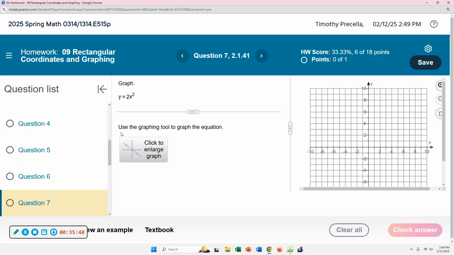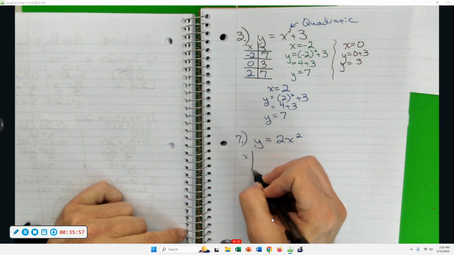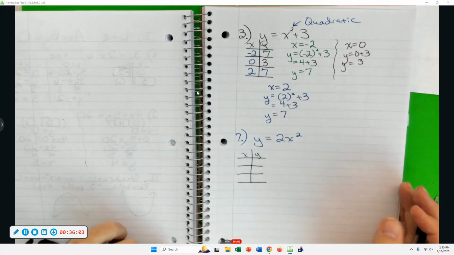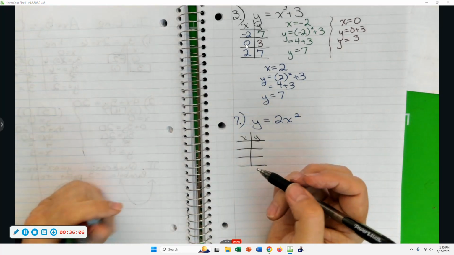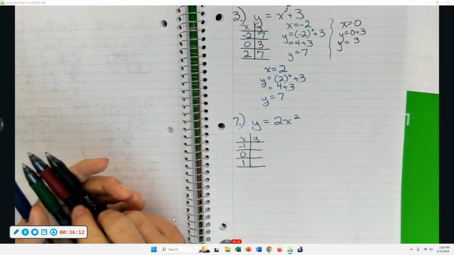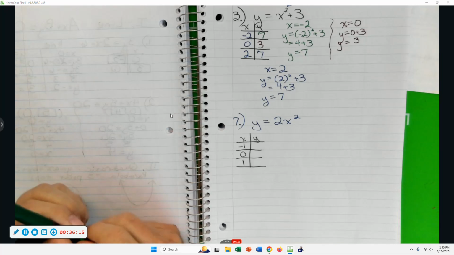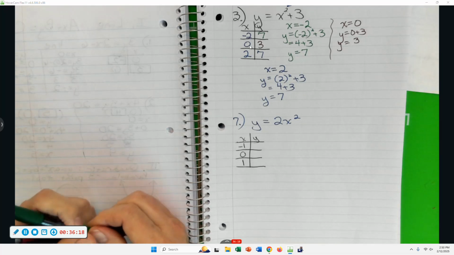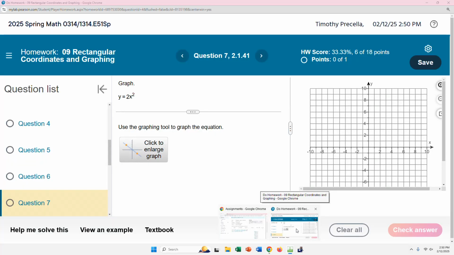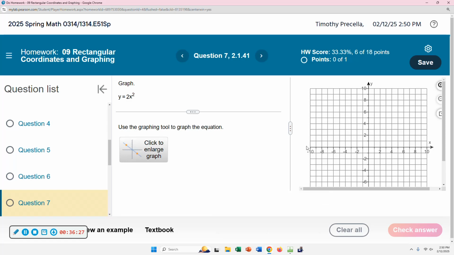My advice to you, use numbers that are easy to plug in, that are close to 0. In this case, I'm going to make myself a table. I need 3 ordered pairs. I think I'll use -1, 0, and +1. You could use -2, 0, +2. You could use -20, 0, and +20 if you wanted, but realize, look at that, it's only going to let you go 10 units up, down, left, or right.